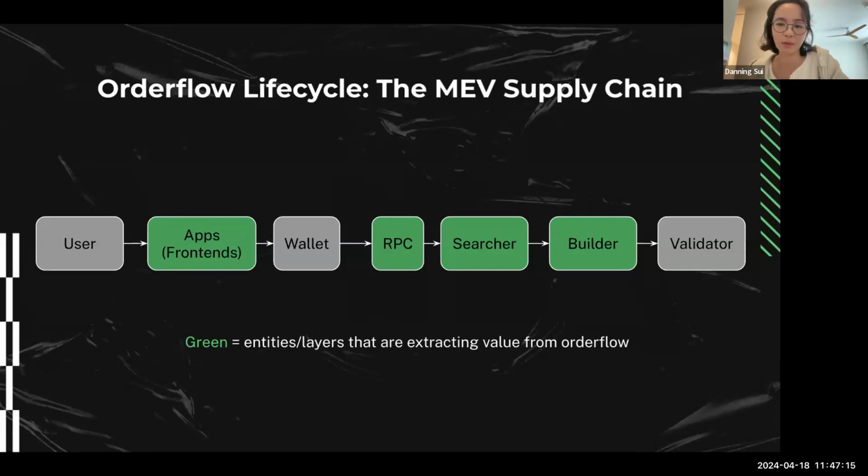So I'm presenting this in the context of after the merge, with the proof of stake stage and the PBS, which is proposer builder separation setup, which is what we're using on Ethereum today. The RPC is going to broadcast the transaction either publicly or privately, depending on whether it's a private mempool RPC or not. They're going to broadcast it to a mempool. Some searchers are going to look at all the transactions happening.